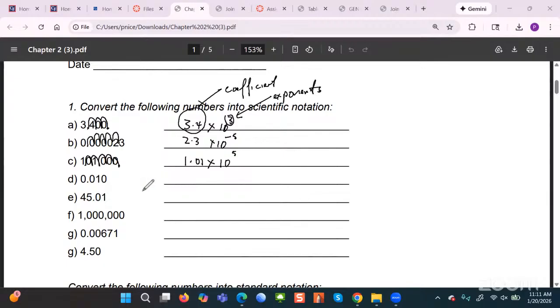What about D? You're going to move it 1, 2 places, and the answer here is going to be 1.0 times 10 to the what?